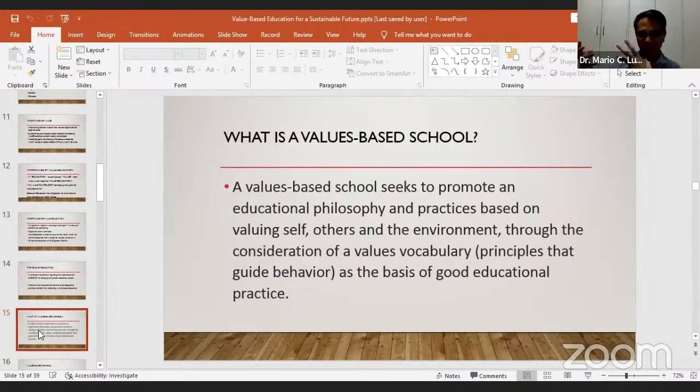Now, if we have already learned about values education and the role of education, what is a values-based school? A values-based school seeks to promote an education philosophy and practices based on valuing self, others, and environment through the consideration of values, vocabulary, and principles that guide your behavior as the basis of good educational practice. I think most schools have their own mission, their own vision, and their own core values. These core values are the guiding principles that guide the behavior of the students.